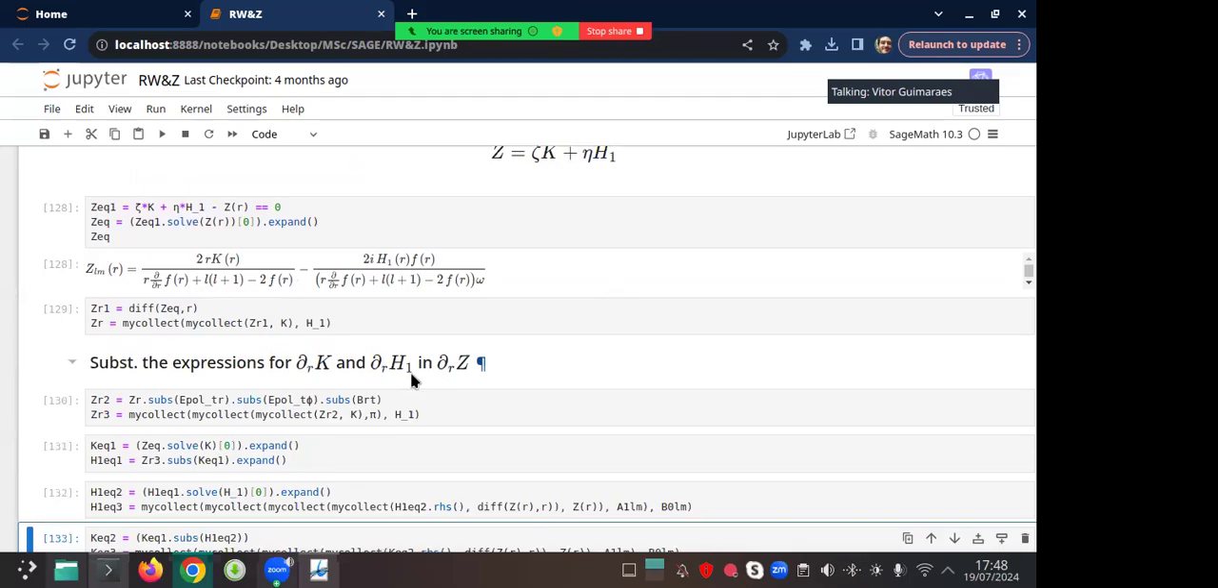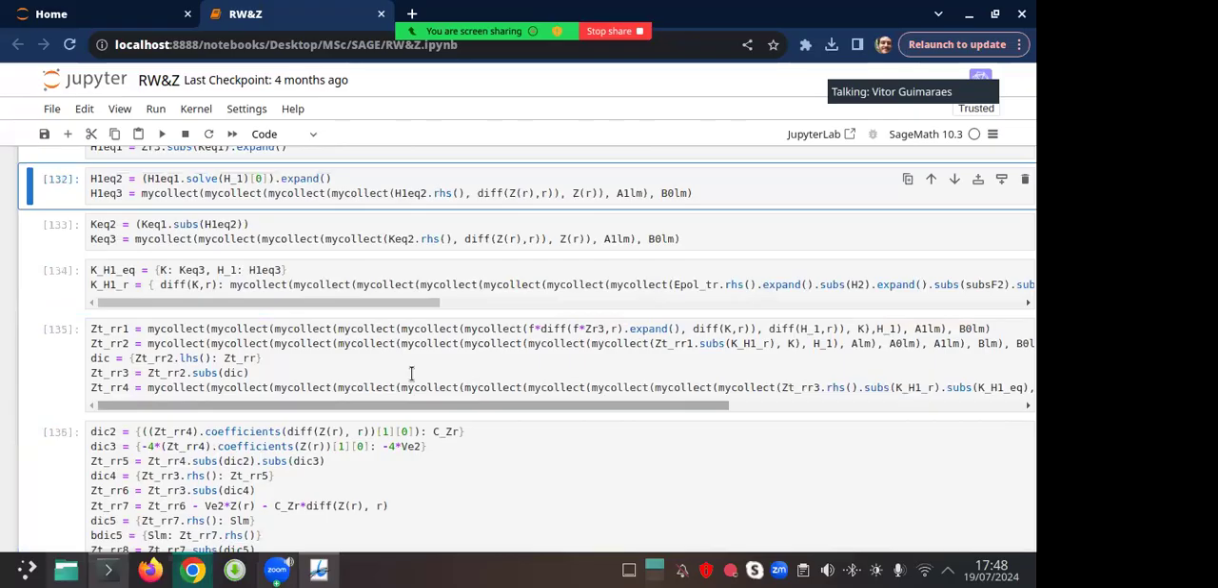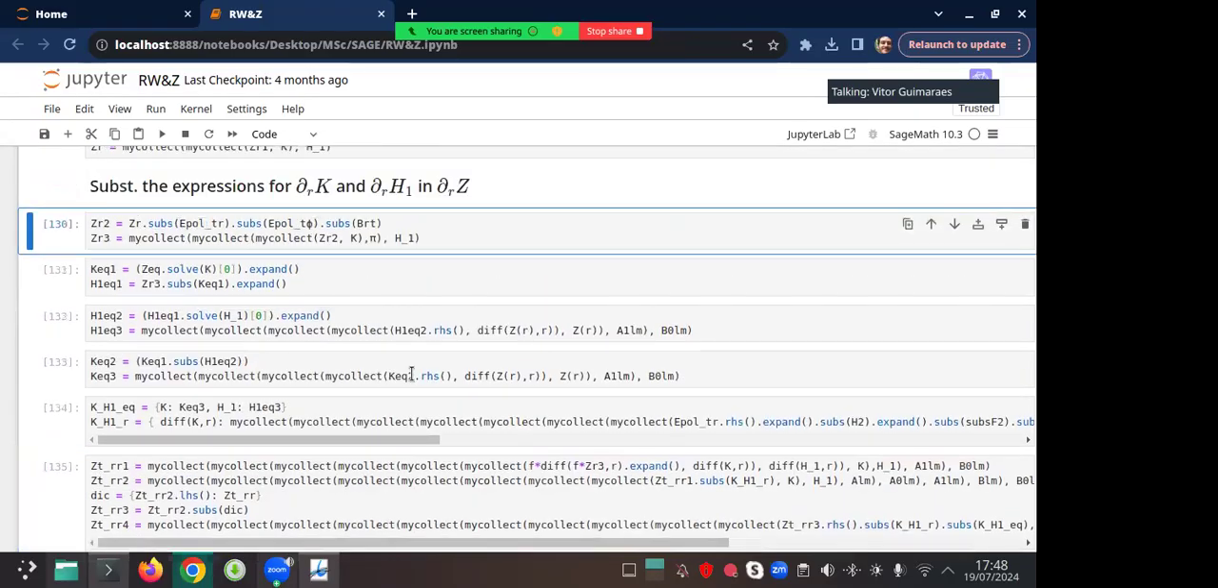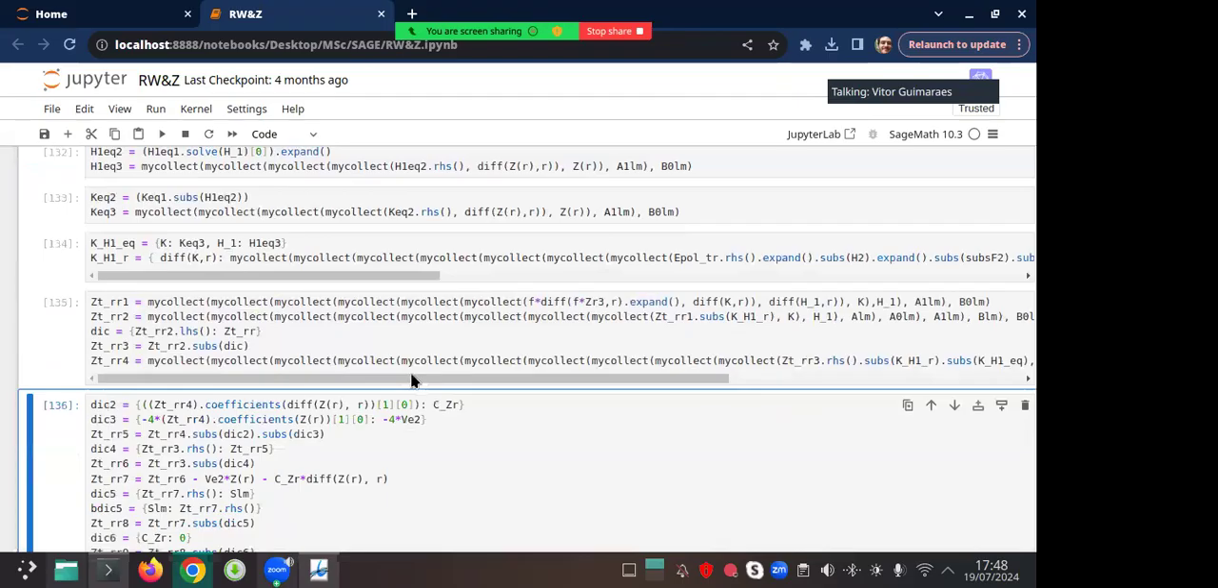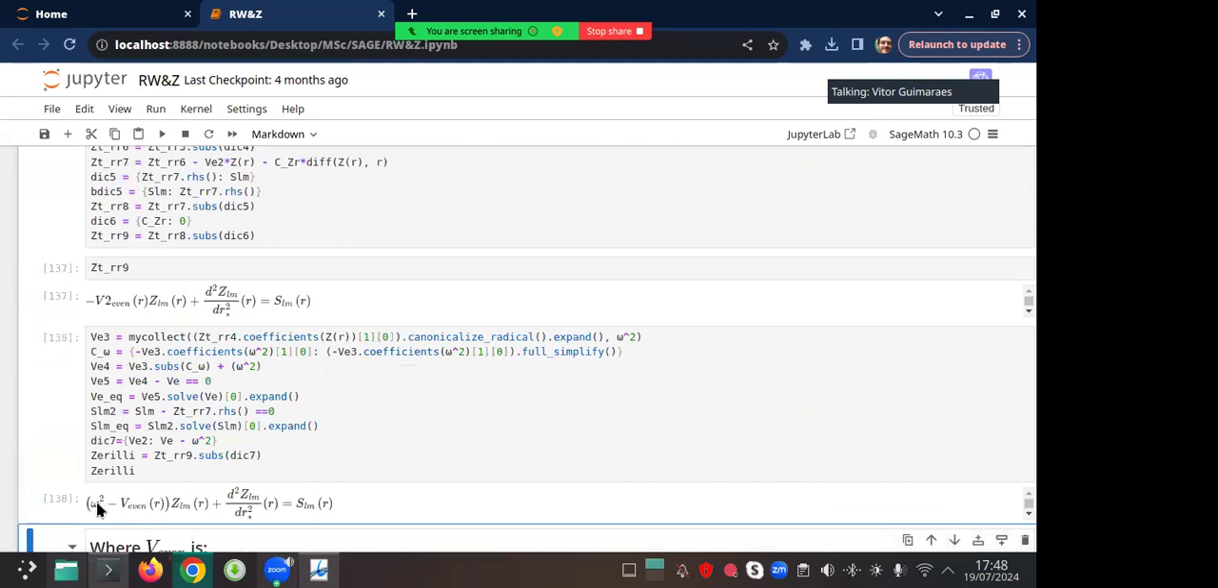Substituting then in the expressions so that we can find a differential equation for Z, right? There's a long set of simplifications that we must do, and then voila. We end up with a Schrodinger-like equation for Z, for the even potential, right? And here the source, okay?